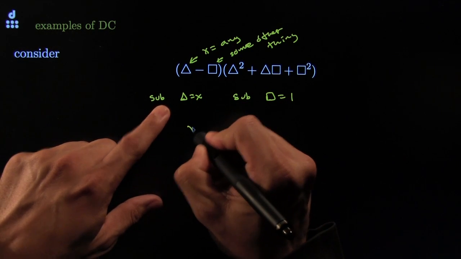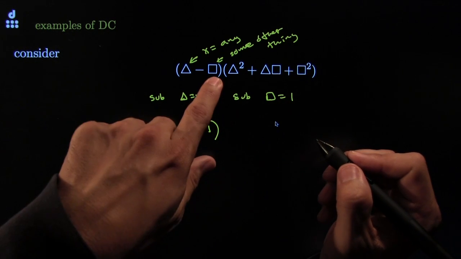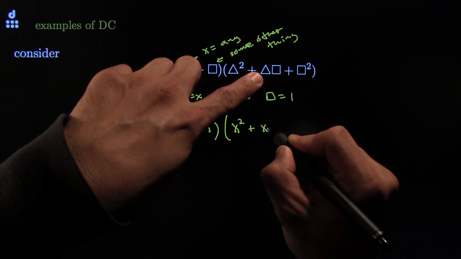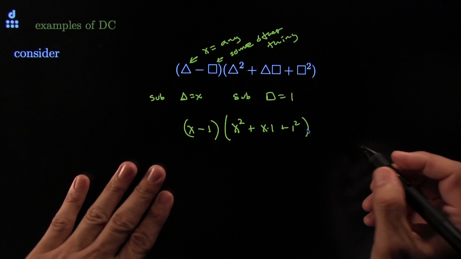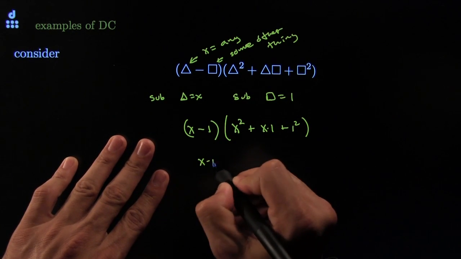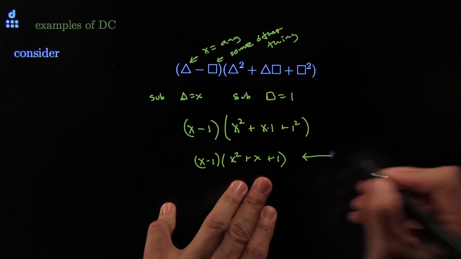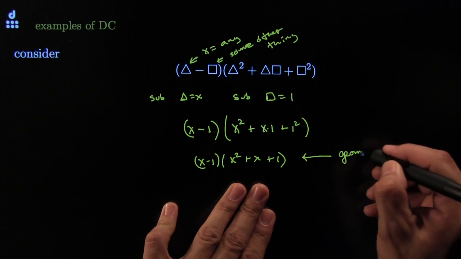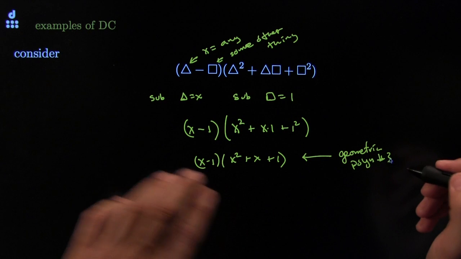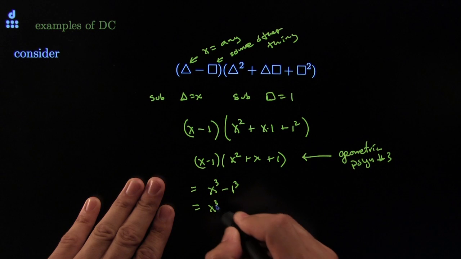So if I substitute that, I would get x minus 1. What I'm doing here is, everywhere I see a triangle, I substitute an x, and everywhere I see a square, I substitute a 1. So this will be x squared plus x times 1 plus 1 squared. This will be a certain case of the difference of cubes. But wait, this becomes x minus 1 times x squared plus x plus 1. And this becomes another super famous one. This is called the geometric polynomial number 3. This guy is equal to x to the third minus 1 to the third, of course, which is x to the third minus 1.